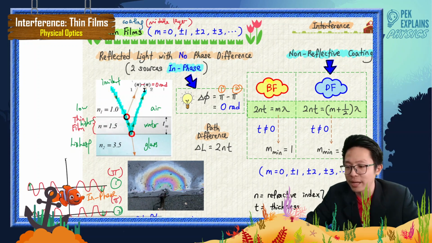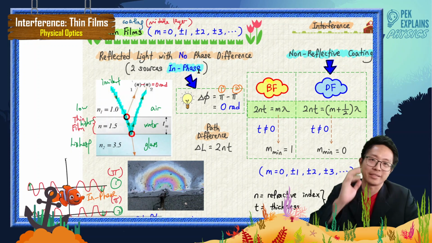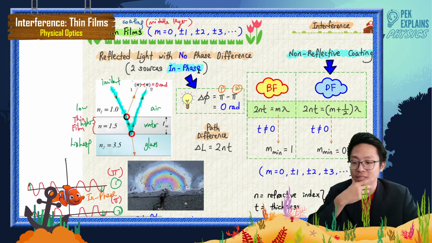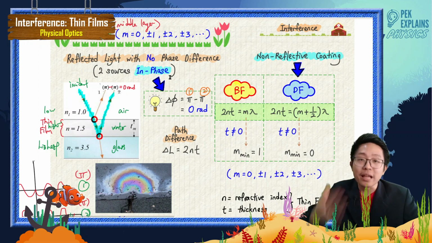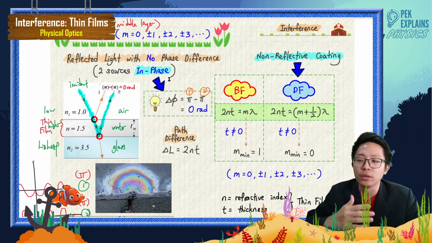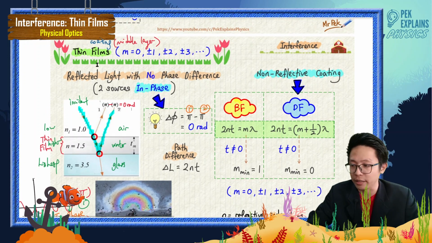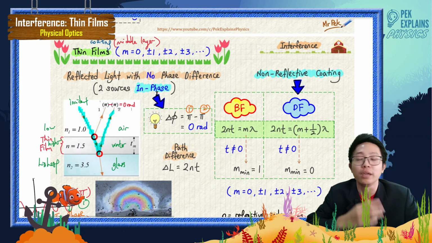Pi minus pi, 0 radian. So we can say these two lights, 1 and 2, have no phase difference. We can say they are both in phase. Understand? That's how it works. They are both in phase. So now that's why we know the first category, how we can get two in-phase sources.